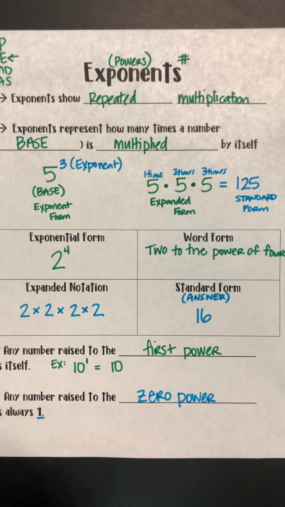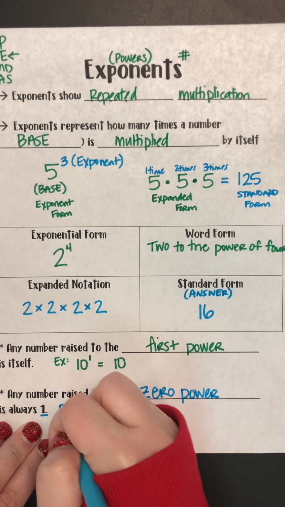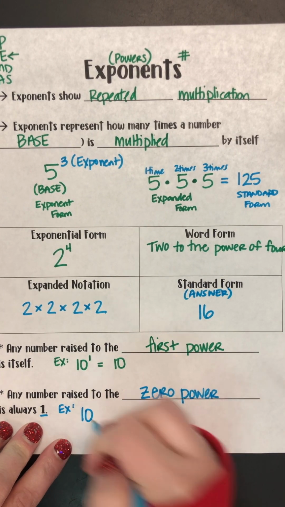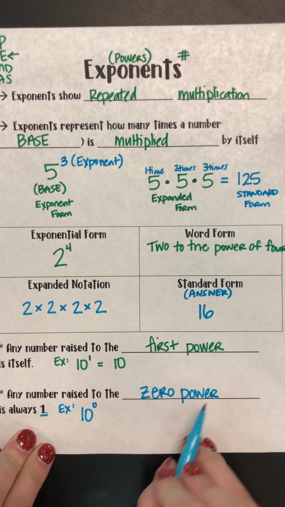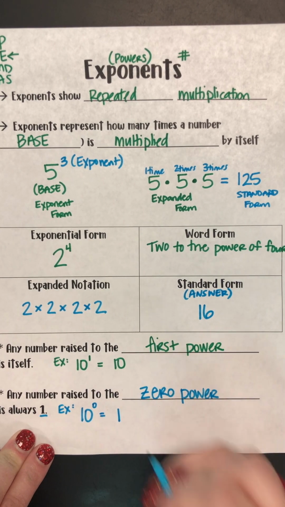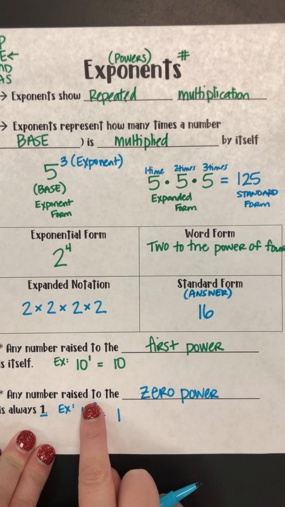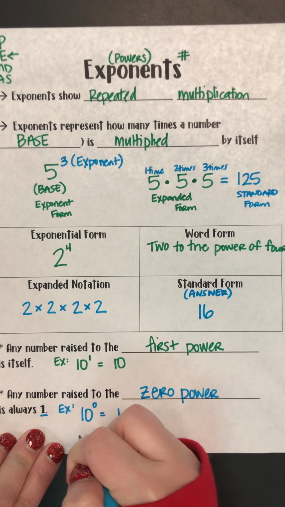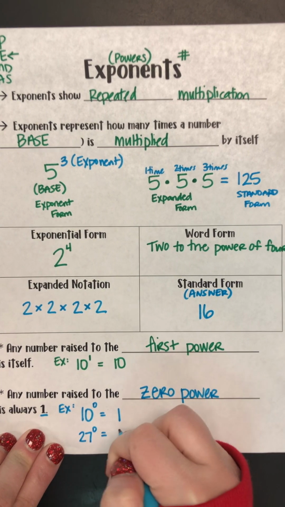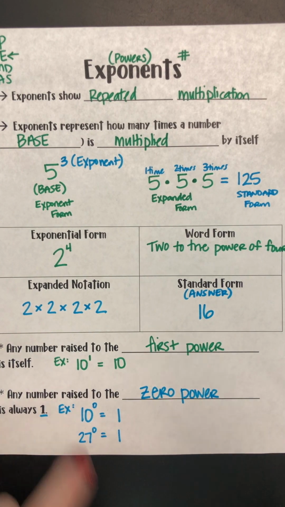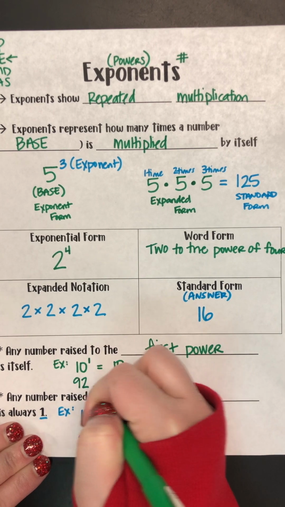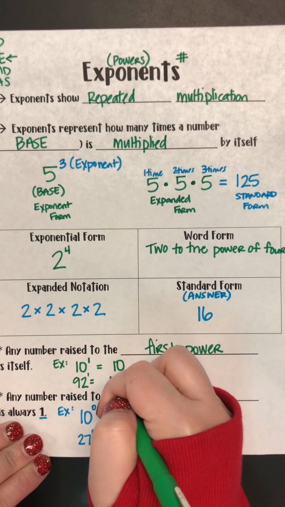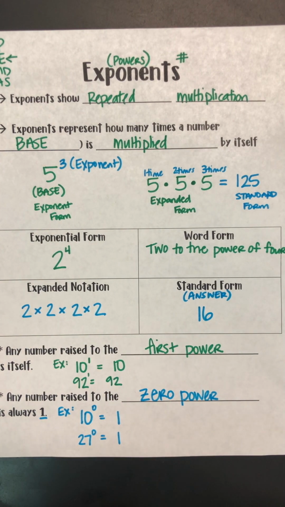And then any number raised to the 0 power is going to be 1. So in this case, let's say we had 10 as our base and an exponent of 0. Remember, to the 0 power is going to be 1. So any number to the 0 power is 1. If I had 27 to the 0 power, it's still going to be 1. And again, same thing up here: if it's to the first power, it will just be that number. Okay, so those are our examples. All right, and now you know how to solve exponents.